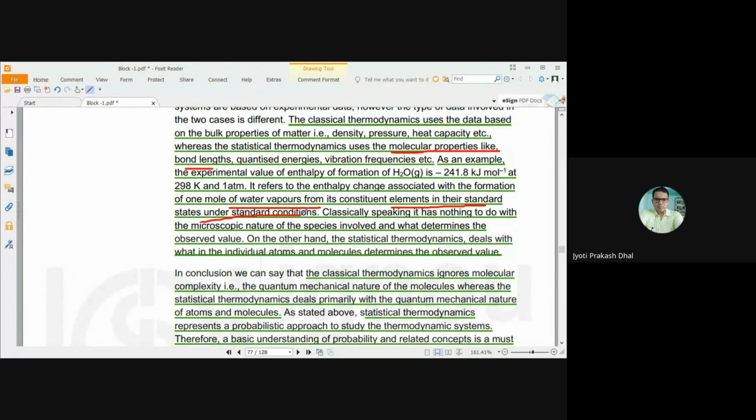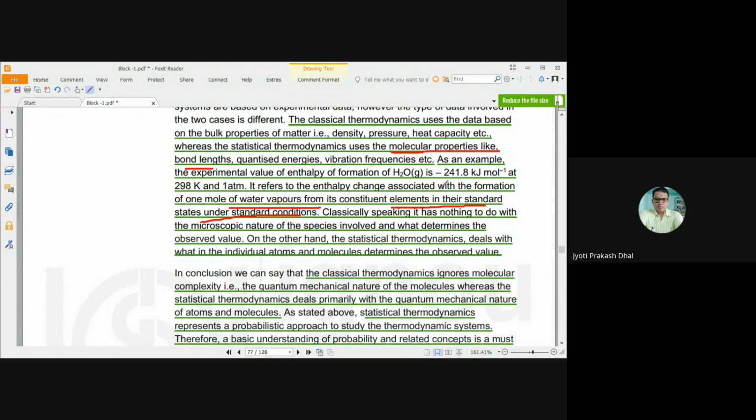Because we know that enthalpy of formation of any compound means it is the enthalpy change when 1 mole of that compound is formed from its constituent elements. So here enthalpy of formation of water means it is the enthalpy change when 1 mole of water in gaseous state, that means H2O(g), is formed from the constituent elements hydrogen and oxygen. And here the enthalpy of formation of water is minus 241.8 kilojoule per mole.